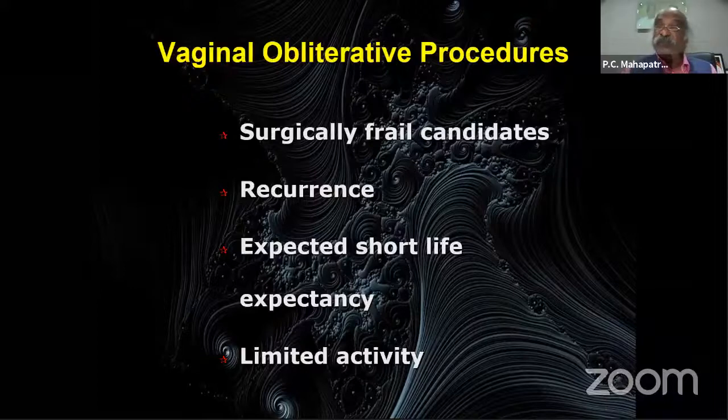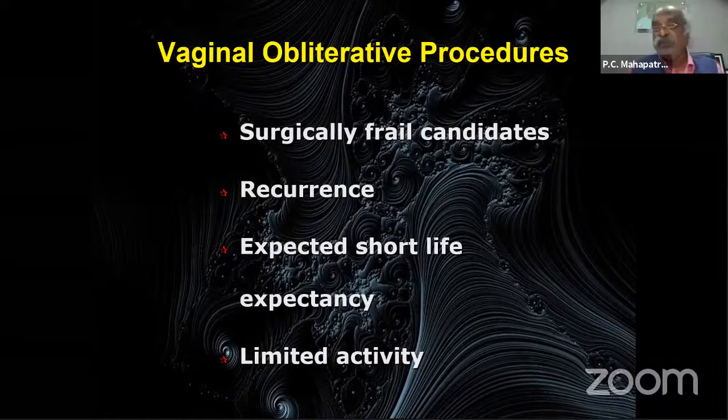Third is expected short life expectancy. You are not God to know that your life is this much. You cannot say that the patient's age is 90 years and that's why she has a short life expectancy and I will do this procedure. She may be living for another 20 years. She may be living for another 10 years. 10 years is a long time for that. So this I don't accept.